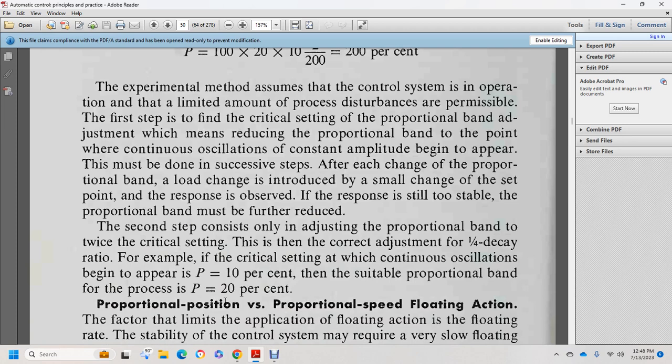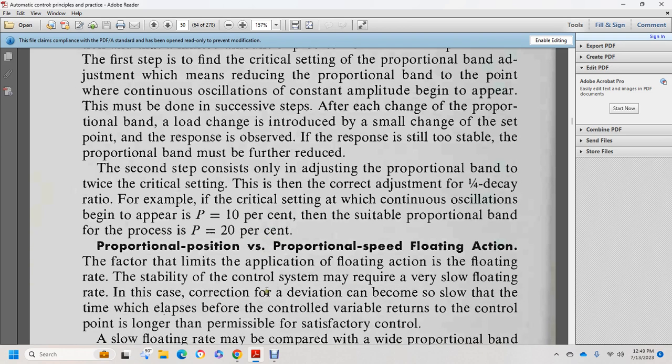Adjusting the proportional band to the critical stability point is then corrected by adjusting for the quarter decay ratio. For example, if the critical setting, with continuous oscillation, is a proportional band of 10%, a suitable proportional band for a process would be 20%.